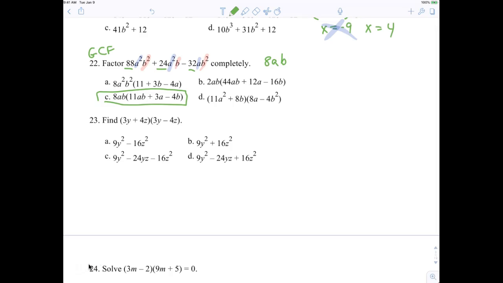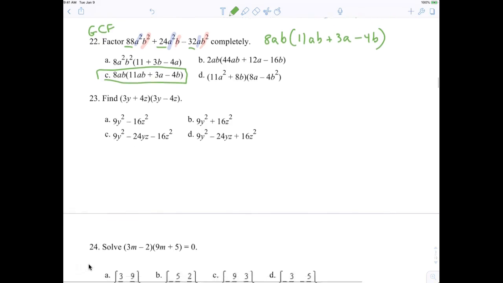C. Now, just to finish off the problem, remember you divide numbers and subtract exponents. So 88 divided by 8 was 11. AB plus 3A minus 4B. Again, remember you divide the numbers and subtract exponents. Divide numbers, subtract exponents. Anybody have any questions? Anybody?